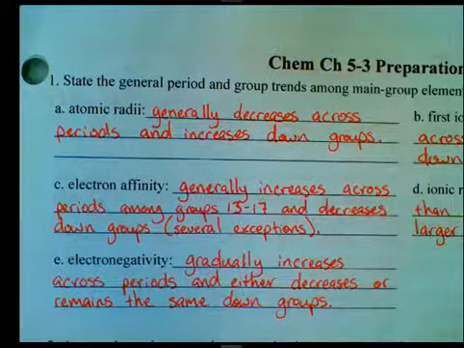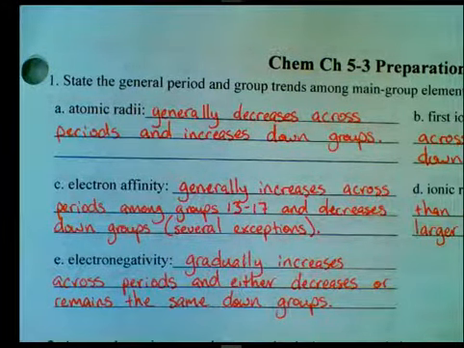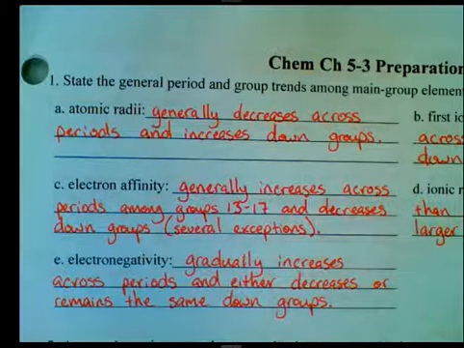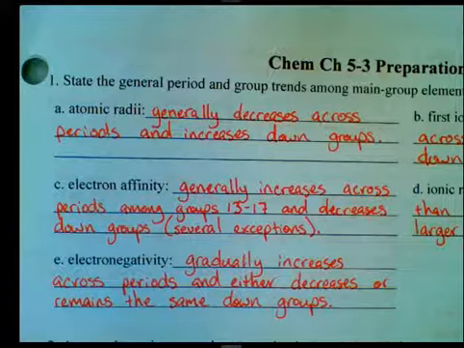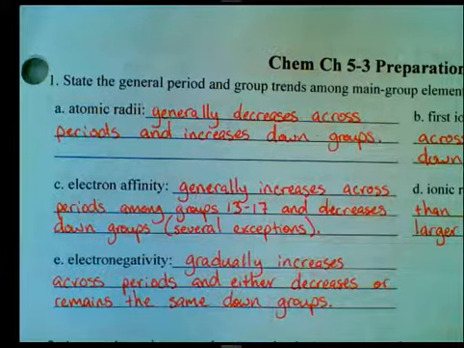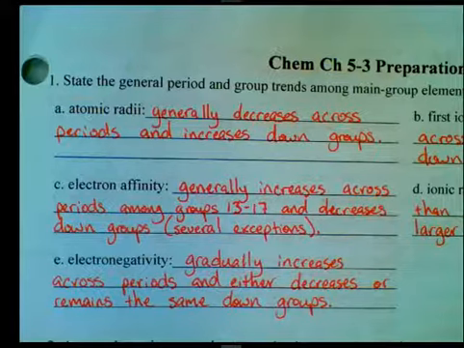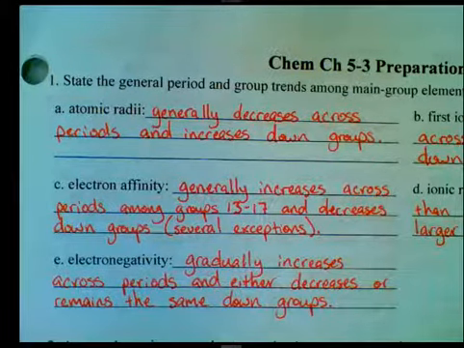All right, number 1, state the general period and group trends among main group elements with respect to each of the following properties. Let's start with atomic radii. So here we're just stating the trends. We're not trying to explain why. That'll be later. So atomic radii generally decrease across periods and increase down groups.